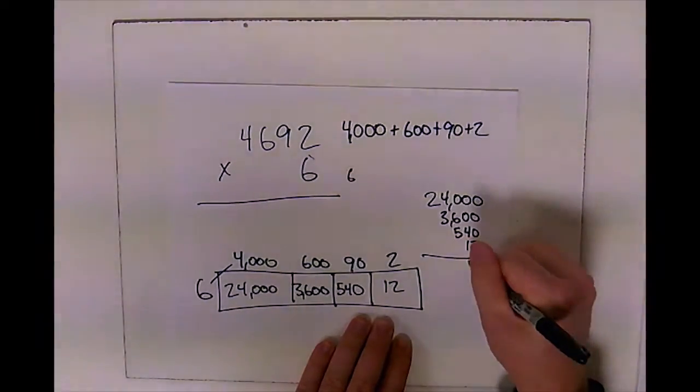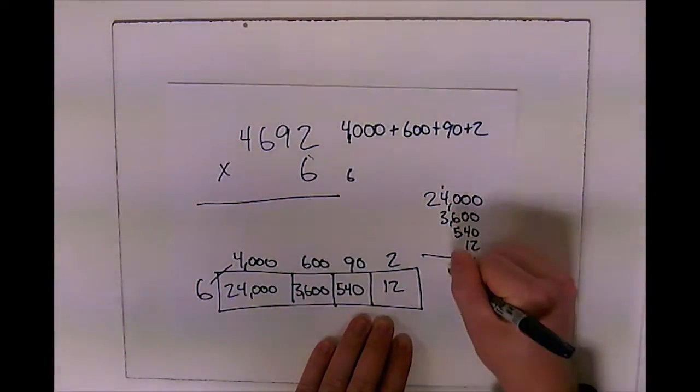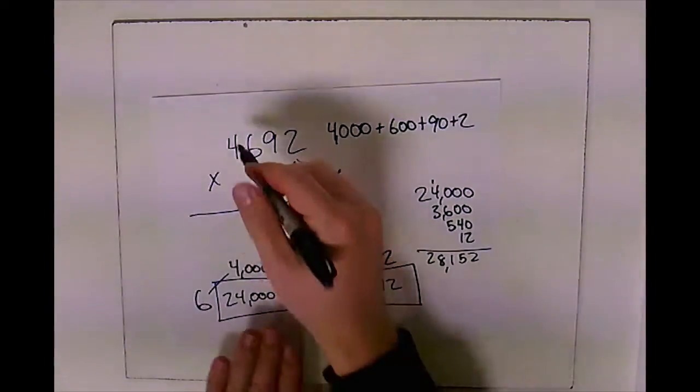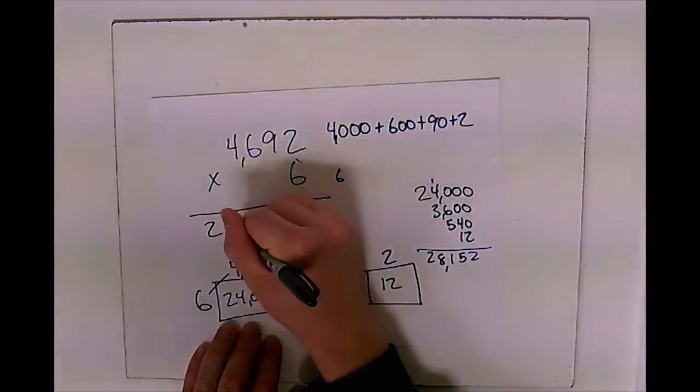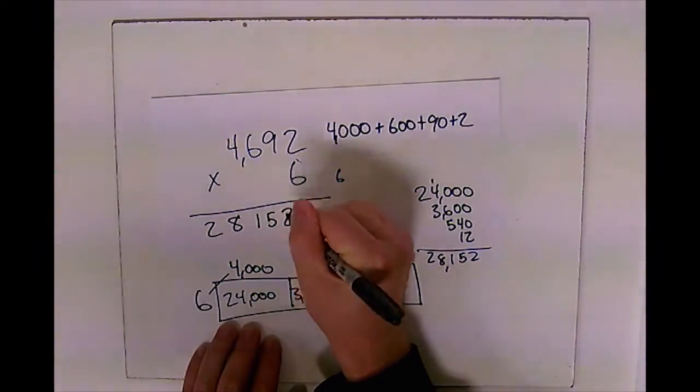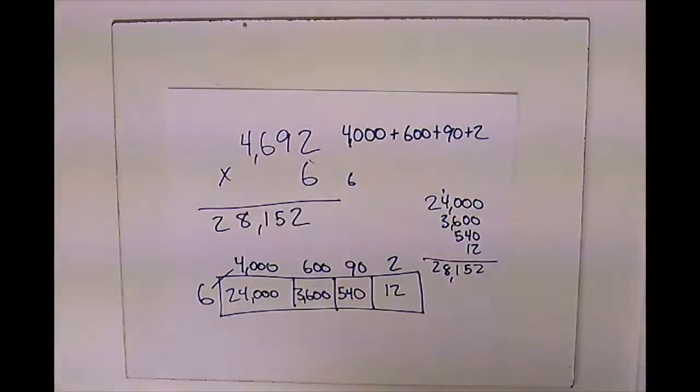Lining them up and then adding them. So 4,692 times 6 is equal to 28,152. And that is how you use partial products, but using the box method as well.